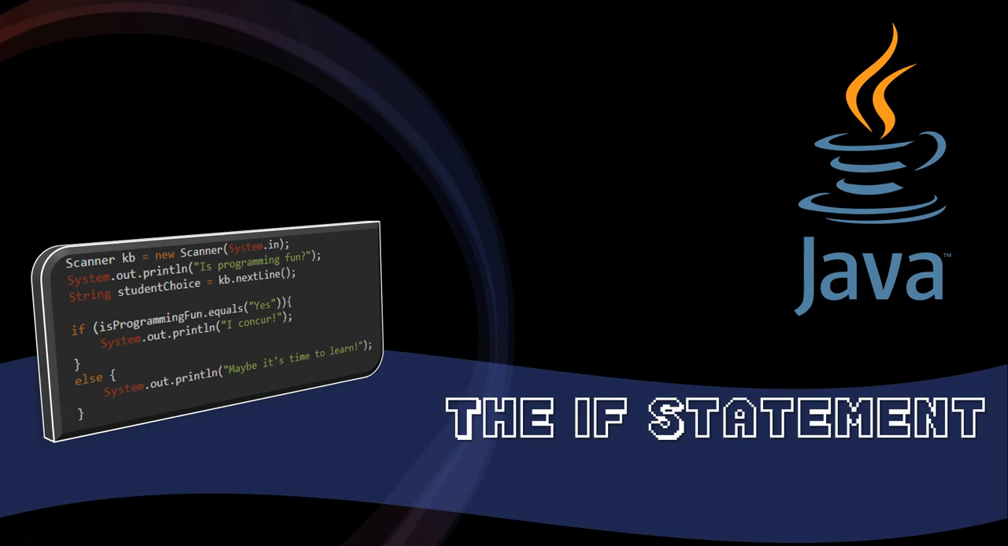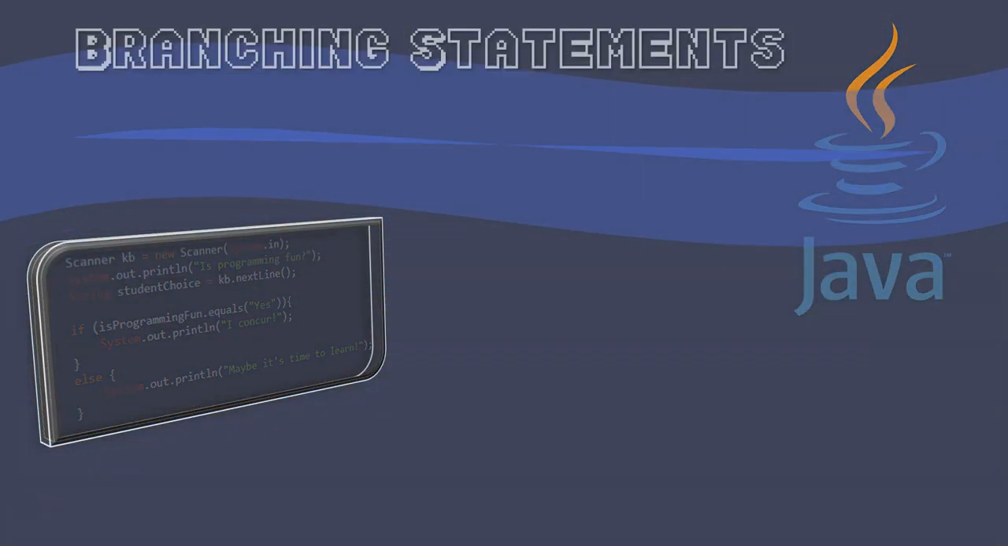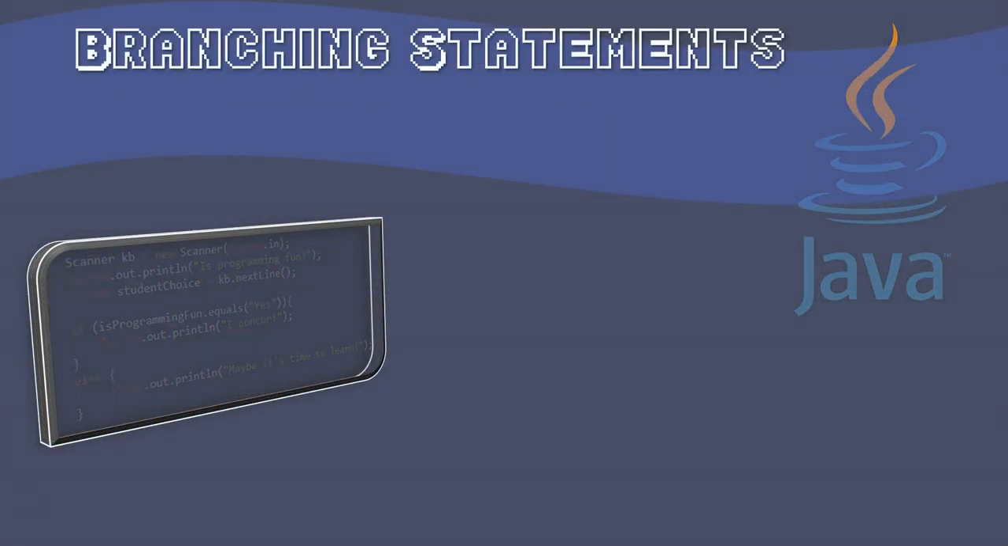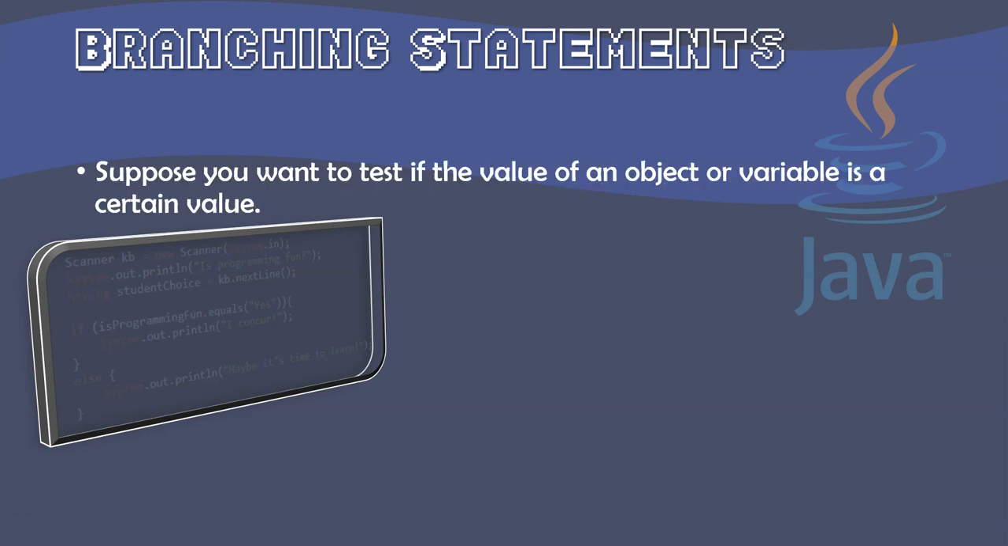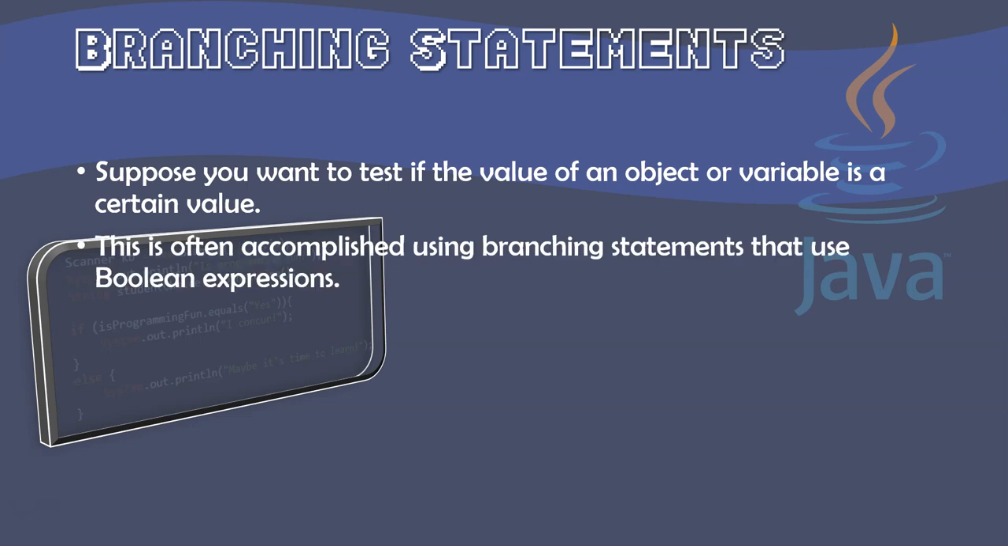And welcome back. We are now going to dive into a new topic here, which is that of the if statement, which is going to be our first type of conditional or branching statement that we're going to look at. Now, branching statements are, of course, something new for us to look at. Let's say, suppose we want to test the value of an object or a variable and see if it has a certain value. So, for example, if we want to see if it's a positive number or a negative number.